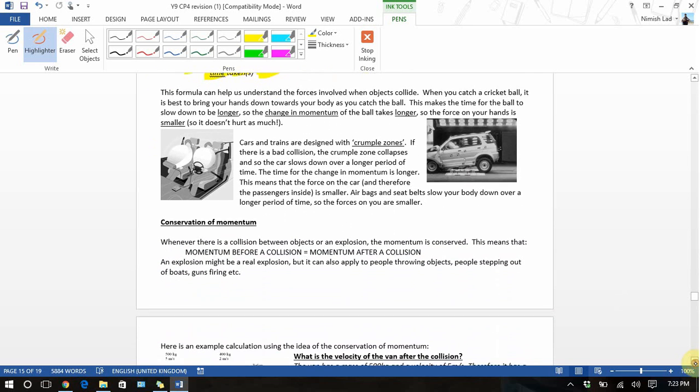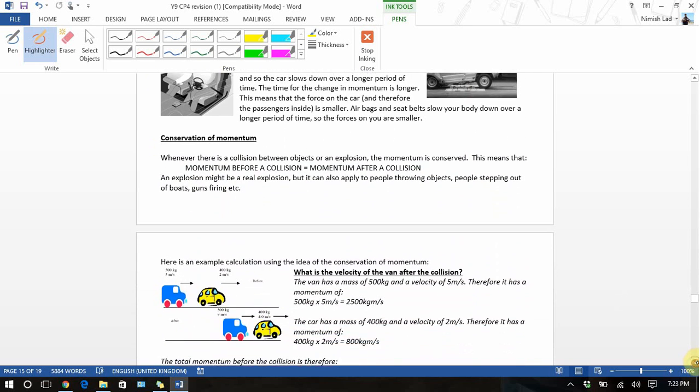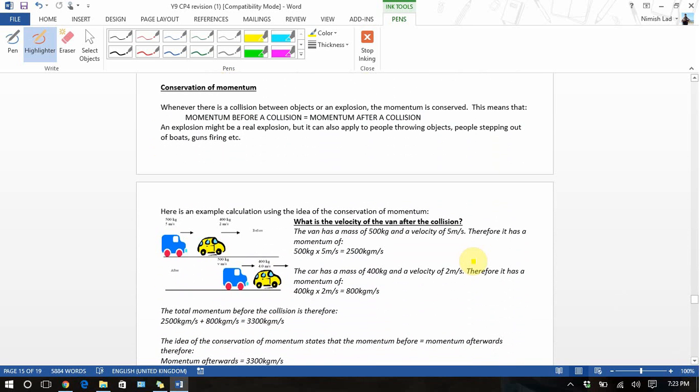Conservation of momentum tells us the momentum before a collision or an explosion is equal to the momentum afterwards. They're the same. So here's an example of us actually doing that.